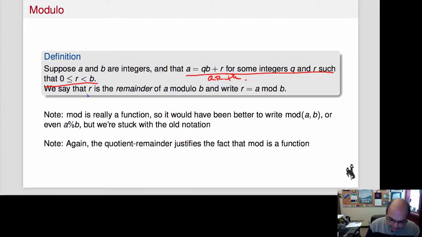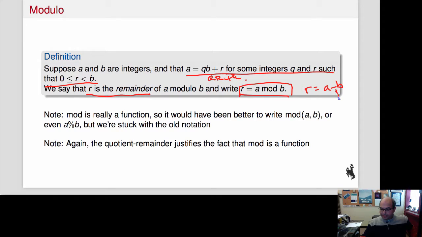Now here's the new part. r is the remainder of a modulo b, and we write r is equal to a mod b. Now here's a couple of things I want you to know. Mod is actually a function. This is kind of similar to saying r is equal to a minus b, for example.